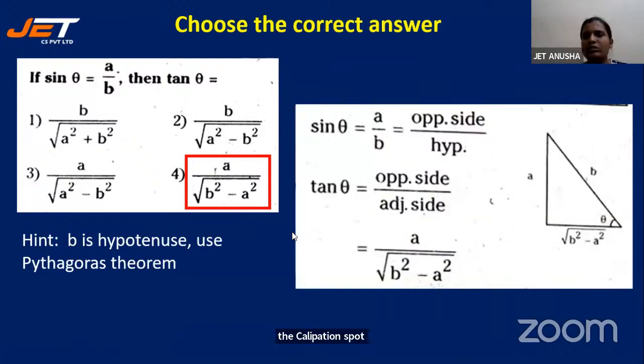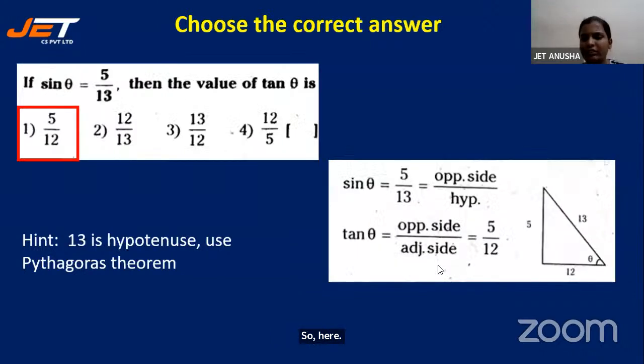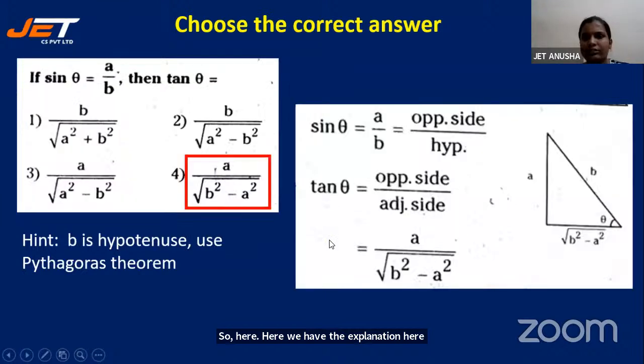So here we have the explanation. Sin theta is nothing but a by b, that is nothing but opposite side by hypotenuse. So we substituted according to that. So we have taken it as theta. So what is the formula for tan theta? Opposite side by adjacent side. By using the Pythagoras theorem formula, you need to find the adjacent side value.